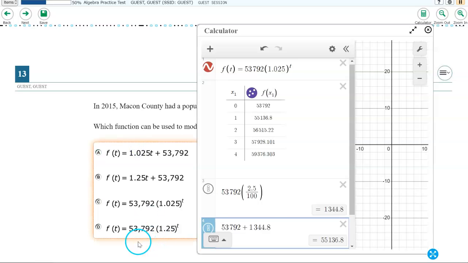All right, the next item we're going to do is item number 17. Oh, wait a minute, I forgot to answer the question. So the answer was C.